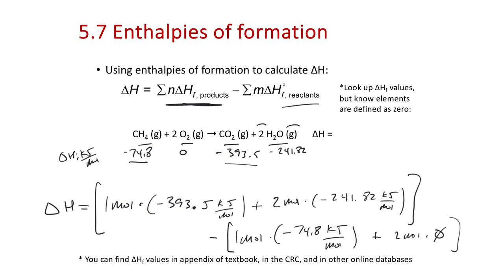We love to have an option of not enough info, because sometimes you think, well, I need the delta HF of O2. We expect that you know that that is 0. So we expect that you recognize the common elements in their stable states that have that 0 delta HF, so you can know that. This we just have to know.